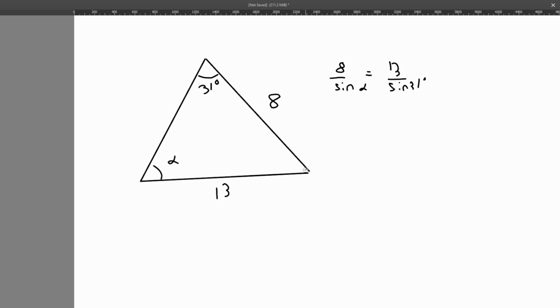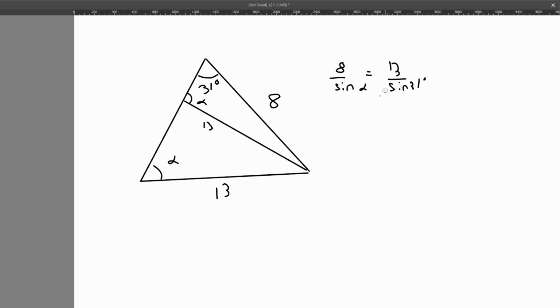However, we need to be careful because again, if we draw this line right here, such that this side length is also 13, the alpha value we find could be this angle or this angle right here. And how we distinguish between them, let's see.